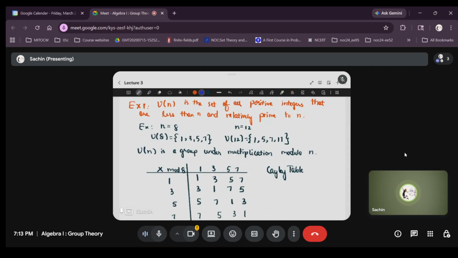So an element in a group which has an inverse, it's called a unit. So that's the reason why this group is called U of n. You're taking only the units, that is the elements that have inverses from Zn.